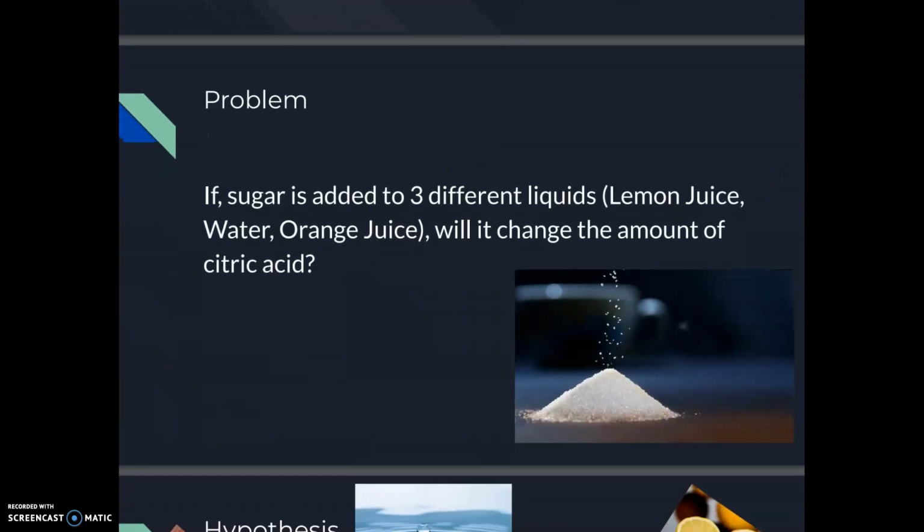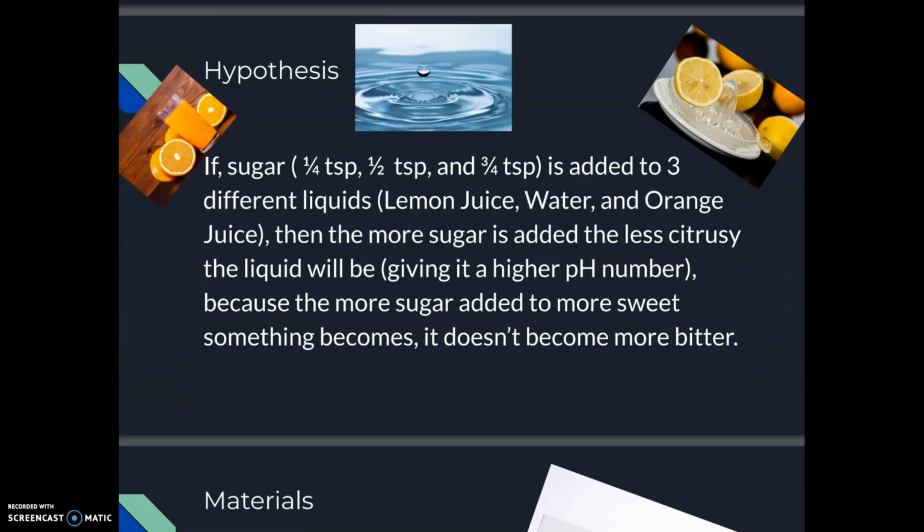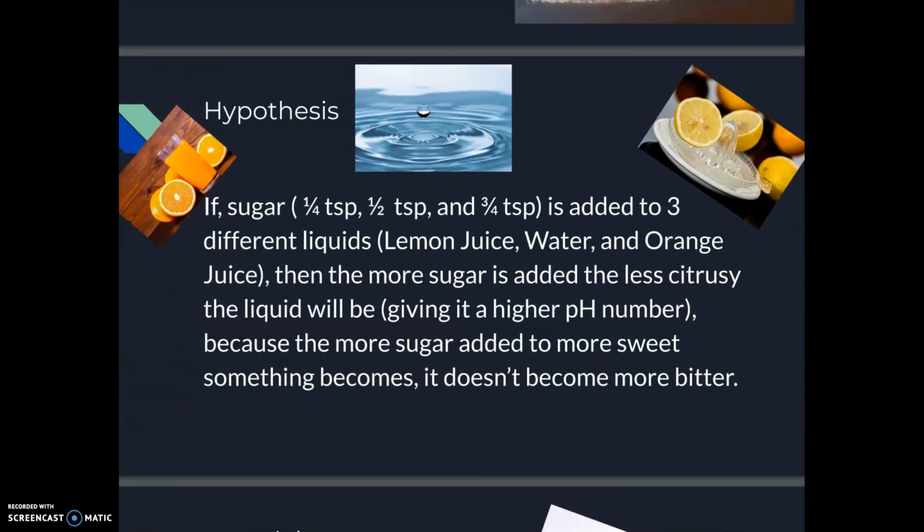The problem she has is if sugar is added to three different liquids, lemon juice, water, and orange juice, will it change the amount of citric acid? Hypothesis: if sugar, 1/4 teaspoon, 1/2 teaspoon, and 3/4 teaspoon, is added to three different liquids, lemon juice, water, and orange juice, then the more sugar is added, the less citrusy the liquid will be, giving it a higher pH number. Because the more sugar added, the more sweet something becomes, it doesn't become more bitter.